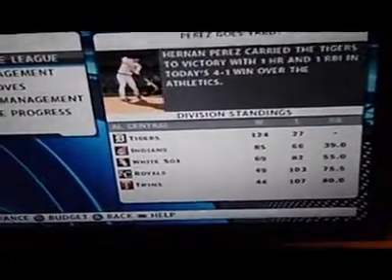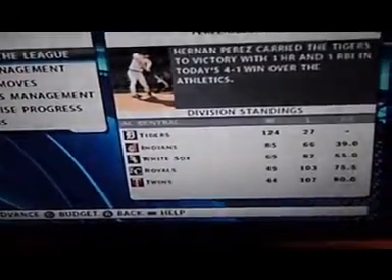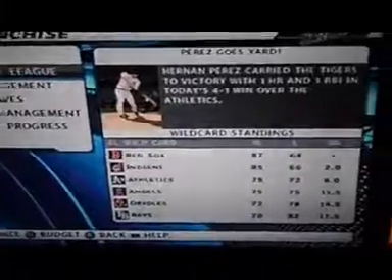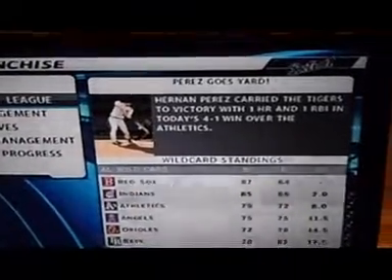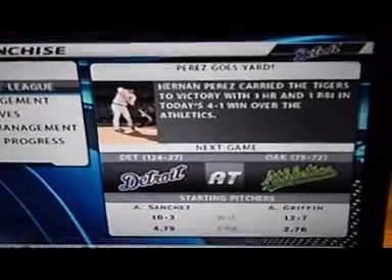Welcome back. This is what I call Detroit 25 Active. Detroit 25 Active is not the 40 man team, but the 25 people on the 25 man roster in baseball.